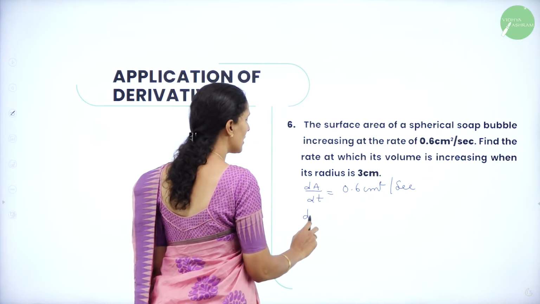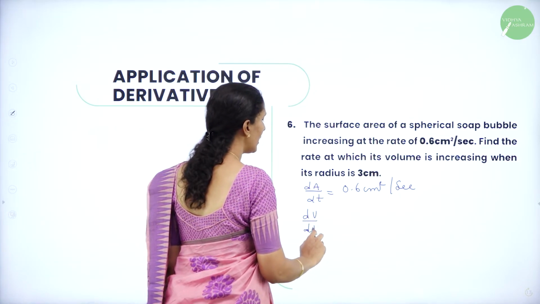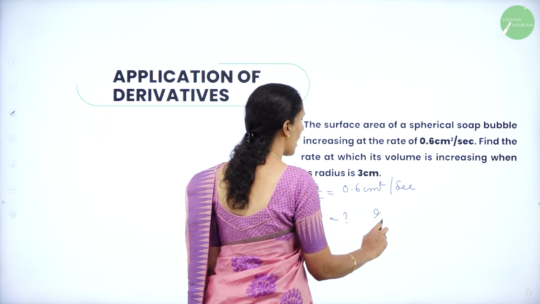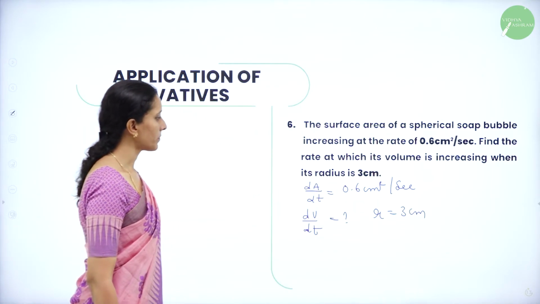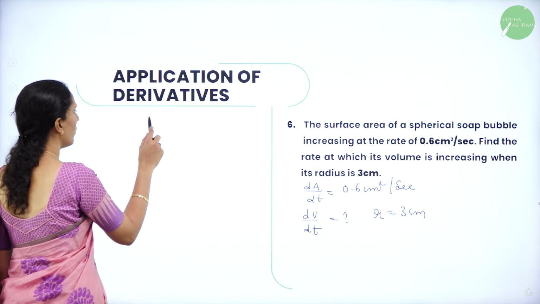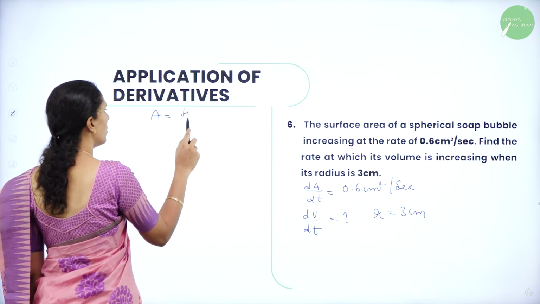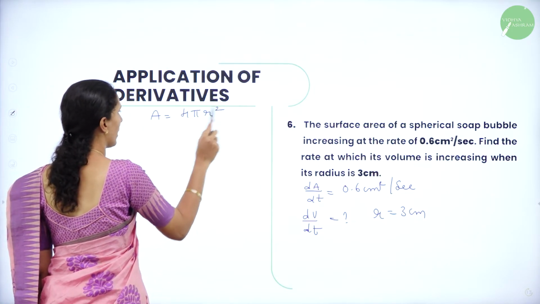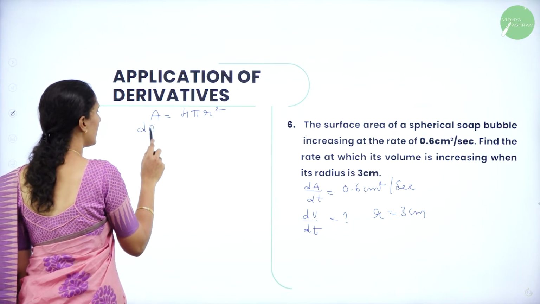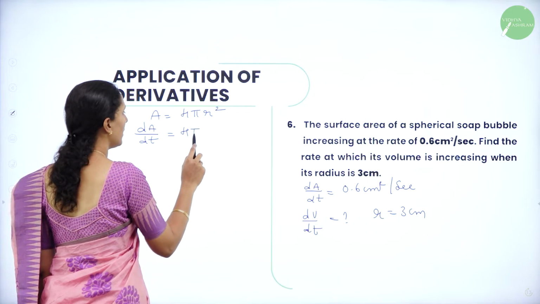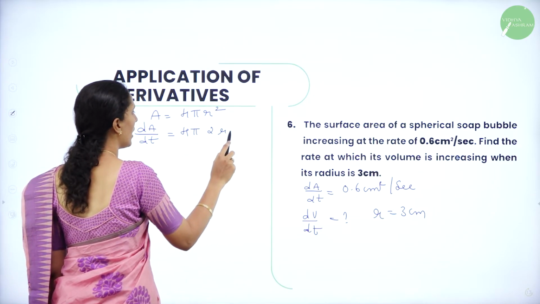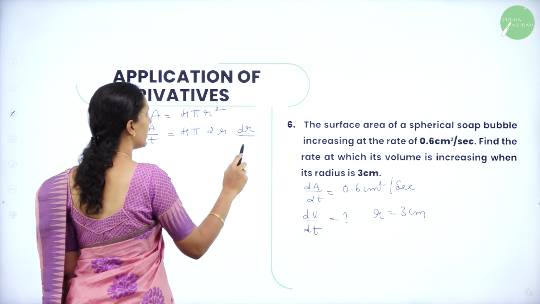They have asked us to find dV/dt whenever r is equal to 3 centimeter. Let's take here dA/dt. We know area is equal to 4 pi r square. So dA/dt is equal to 4 pi into 2r into dr/dt.